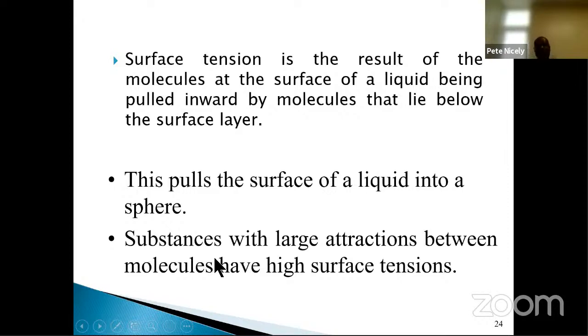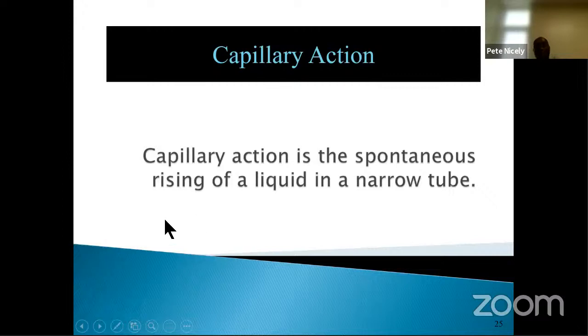All right, water, the molecules have a relatively strong attraction between each other. It's called hydrogen bonding, which we will talk about later on. But substances like water, which have very high attraction between the molecules, will have a high surface tension. All right. Another consequence of molecular attraction, or attraction between molecules, is what is known as capillary action.